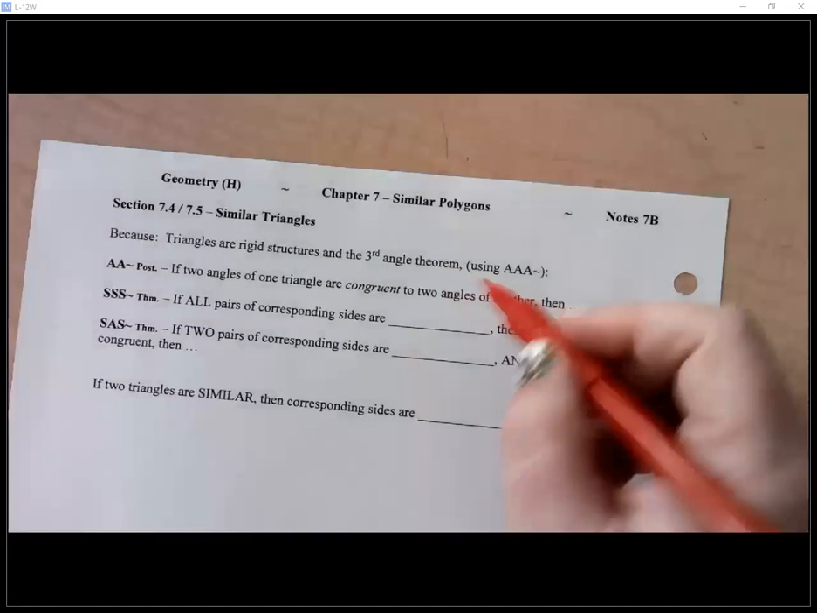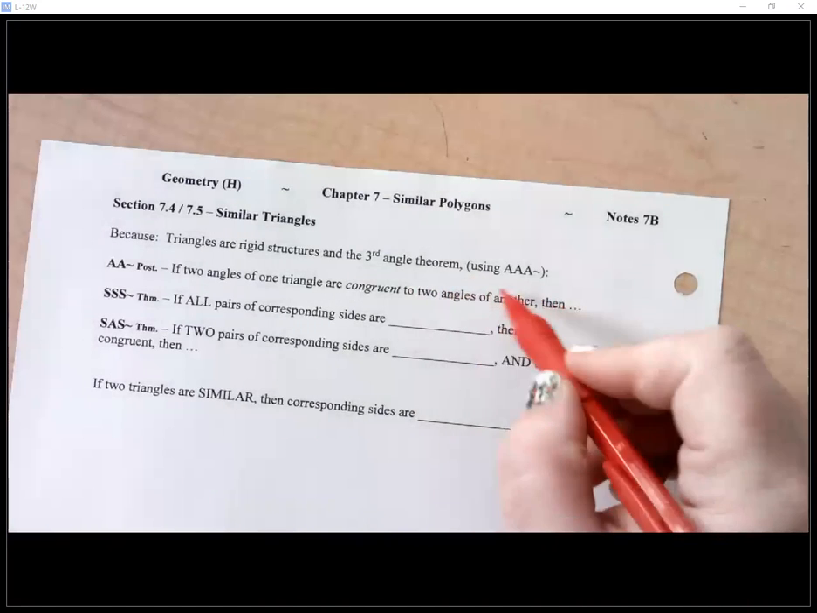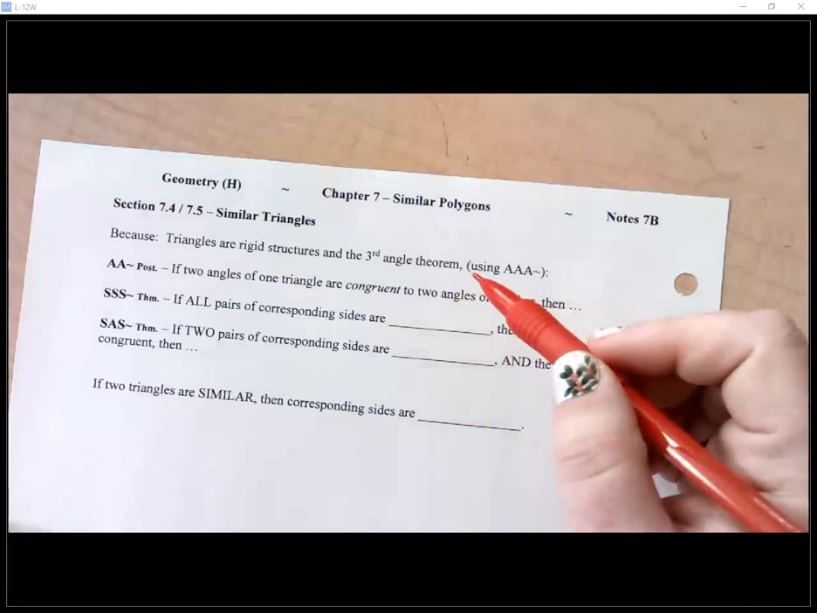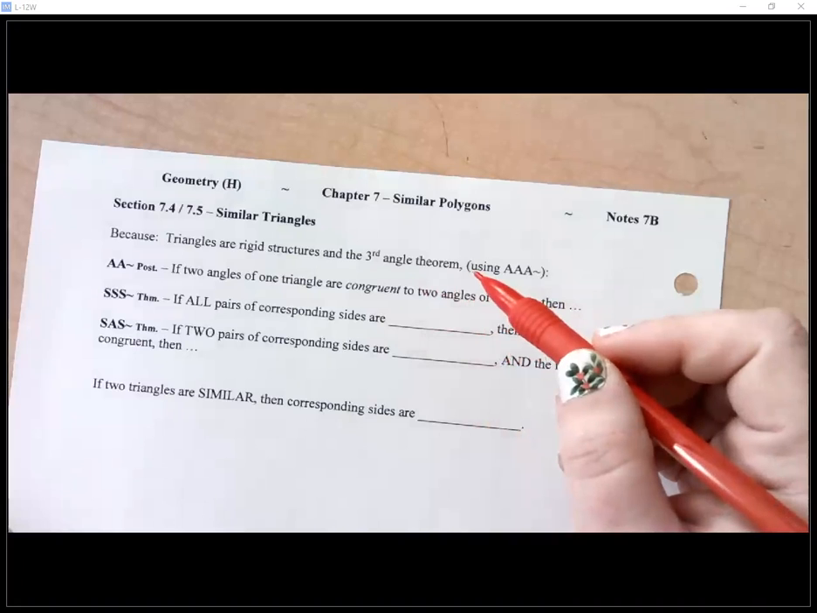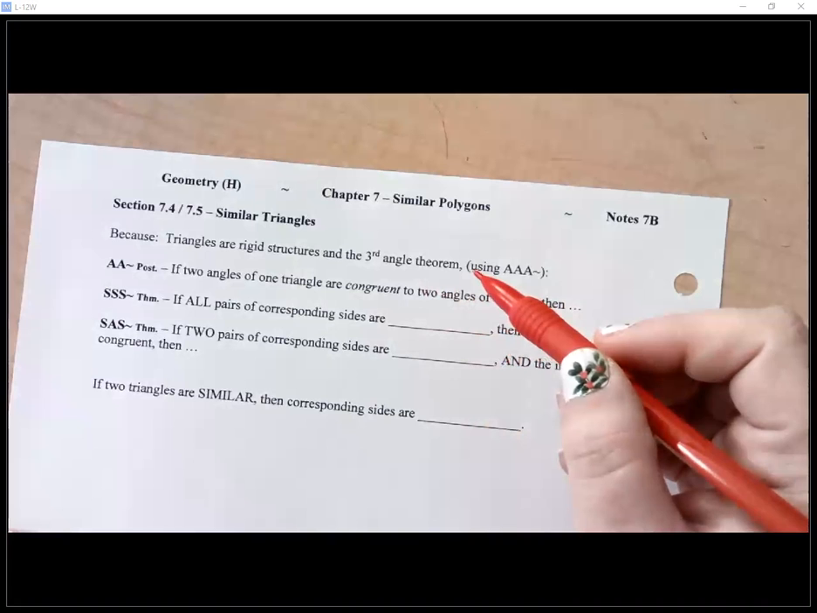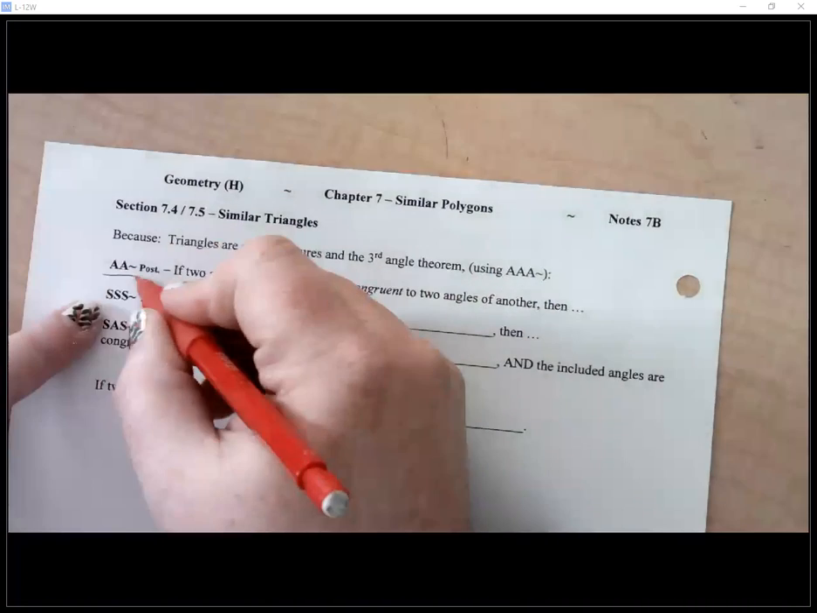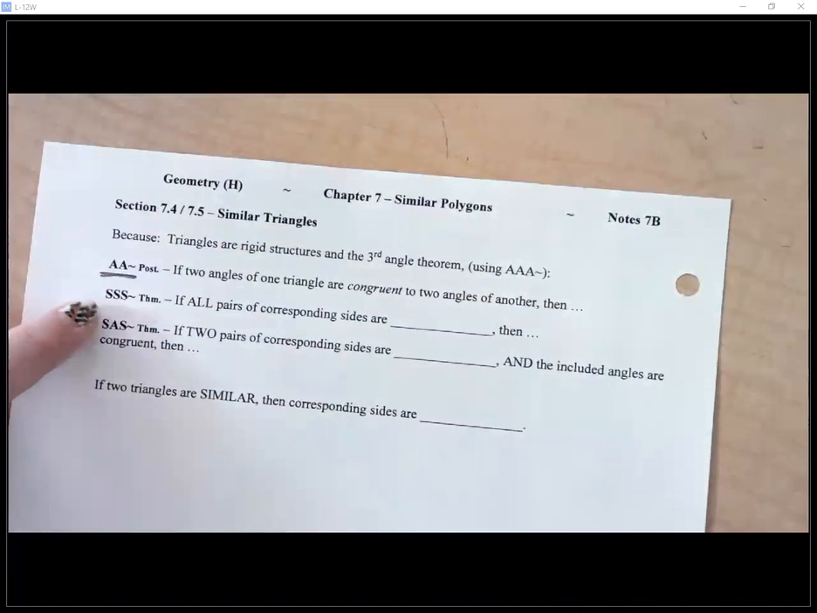Do you recall the third angle theorem? If two angles in one triangle are congruent to two angles in another, doesn't their third angle automatically have to be the same? Remember that? Because they all have to add up to 180. Okay, so these are our three shortcut ways to prove that two triangles are similar.